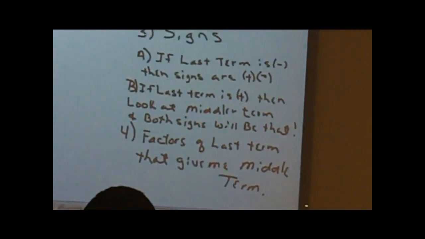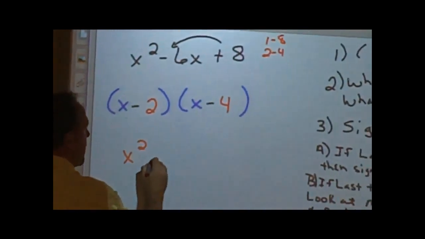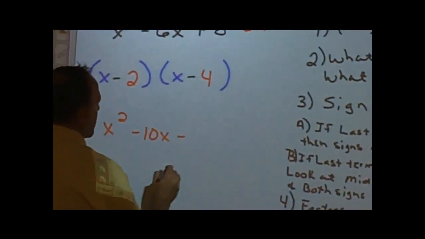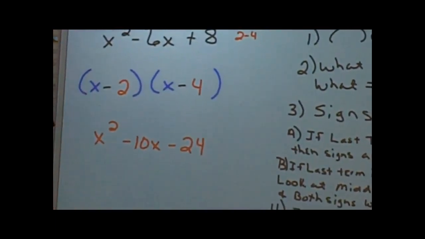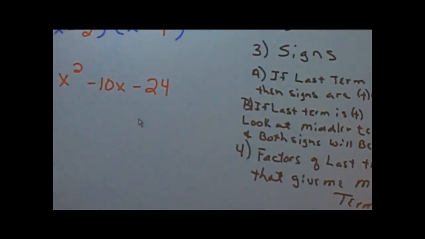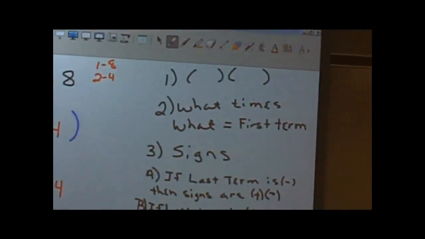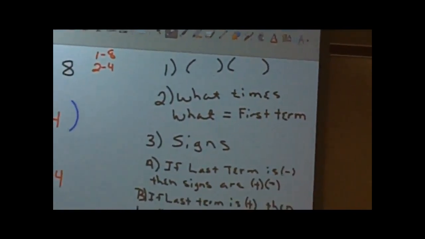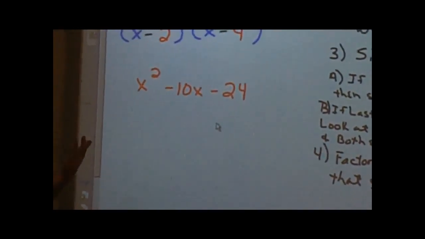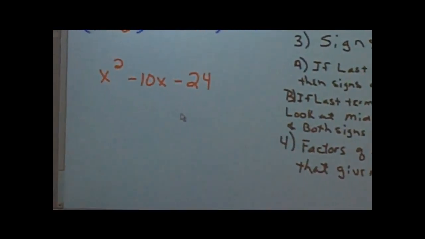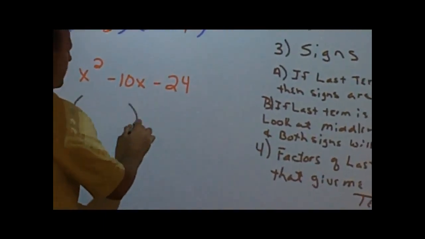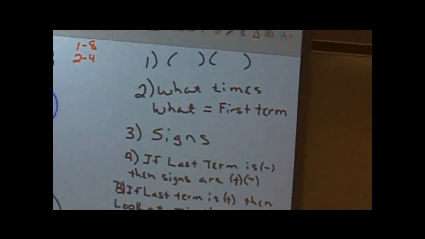Now let's look at another one here. I've got x squared minus 10x minus 24. Okay, we're just going to follow my steps. What's my first step? Parentheses. If you miss that, and you can't go any farther than that, then I won't be able to help you at all. You've got to know how to do parentheses. Alright? So get that down, because if we miss that part, it's going to be a long year.